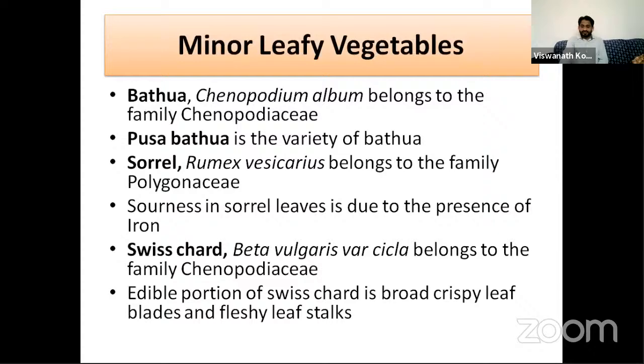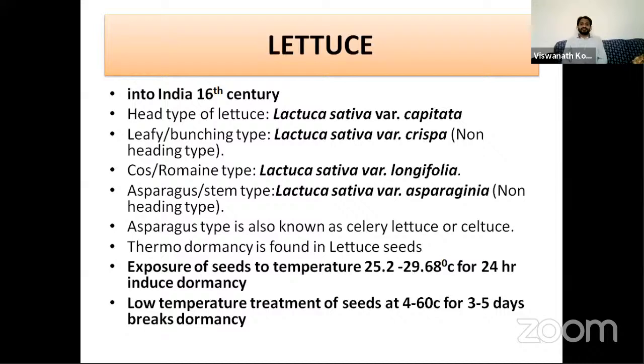So, lettuce is another important salad crop. It was introduced to India in the 16th century. The head type of lettuce is Lactuca sativa variety capitata, the bunching type is Lactuca sativa variety crispa, the Romaine type is longifolia, and the asparagus type is asparagina. And lettuce seeds have dormancy. Exposure to high temperature, that means 30 degrees centigrade, causes dormancy in the lettuce seeds.